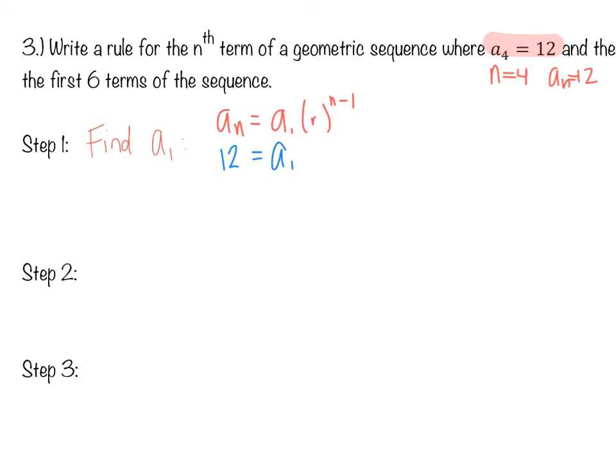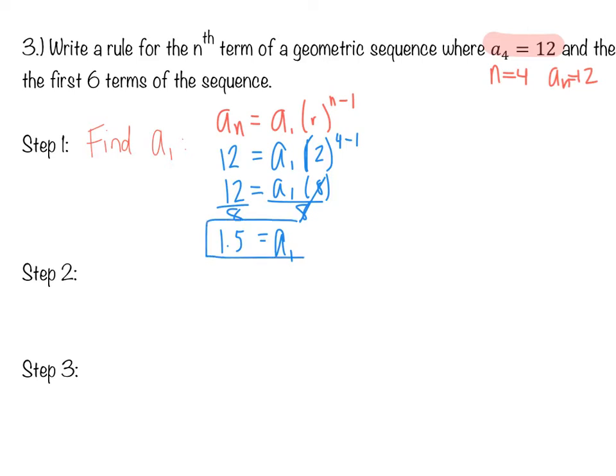So I can plug in that a sub n is 12. I don't know a sub 1. I have a ratio of 2, in parentheses, and then n is 4 minus 1. Then all we do is solve. 4 minus 1 is 3, 2 to the third is 8, so I end up with 12 equals a sub 1 times 8. Then I can just divide the 8 over to the other side. It looks like a sub 1 equals 1.5, or you could put 3 over 2 if you want a fraction form. So there's our a sub 1.